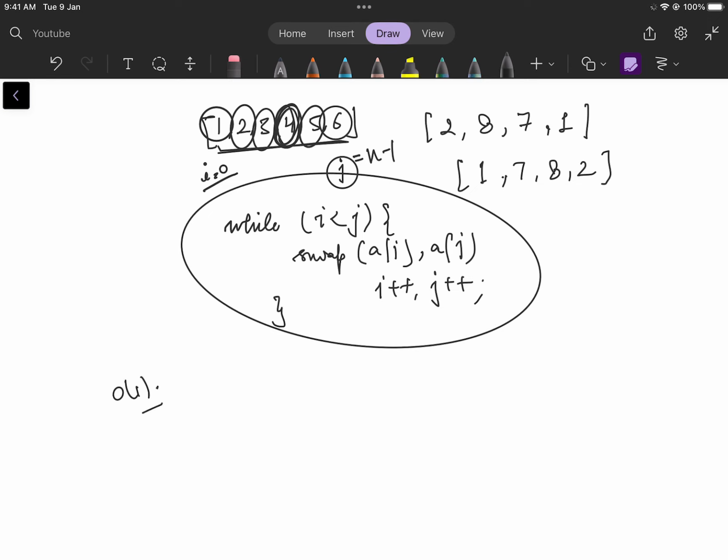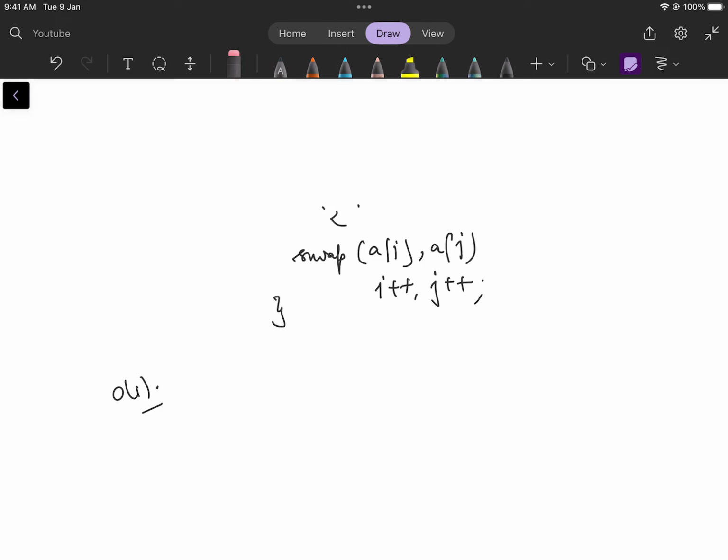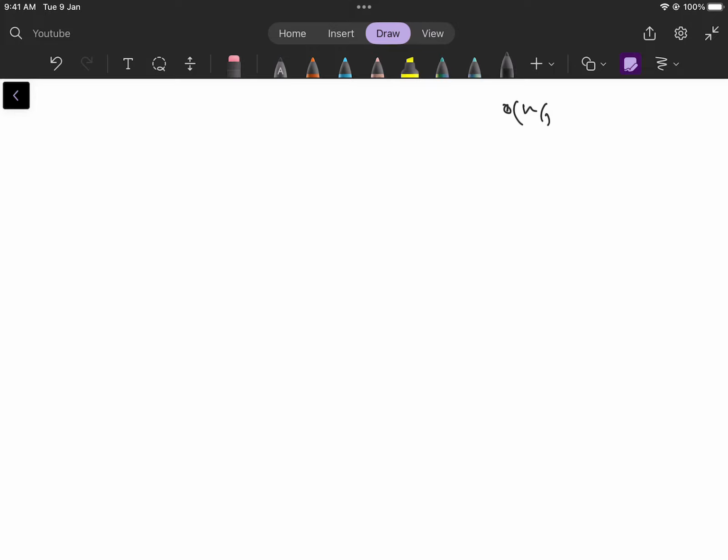So I think this was basically so easy. This was just a warm up to think about how you can do this problem. You can see the time complexity will be easily O of n by 2, I think.